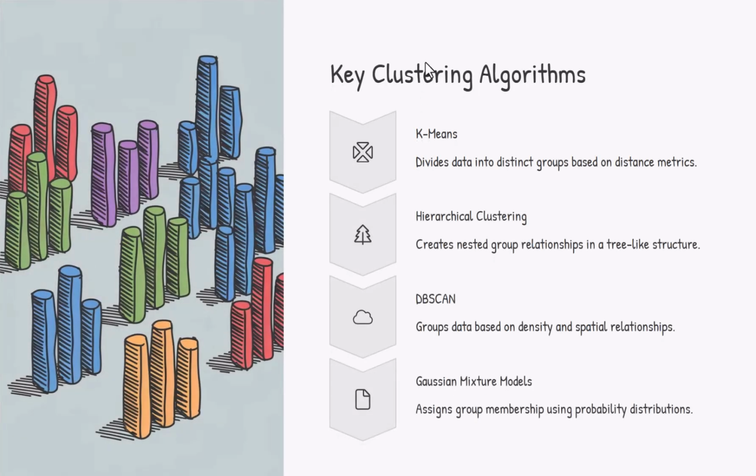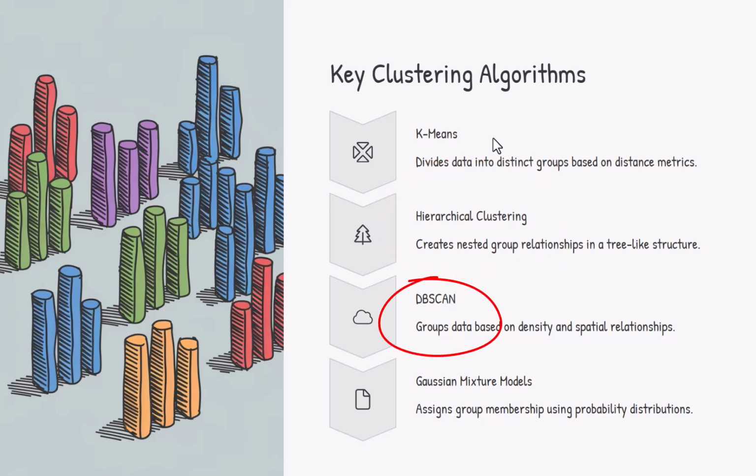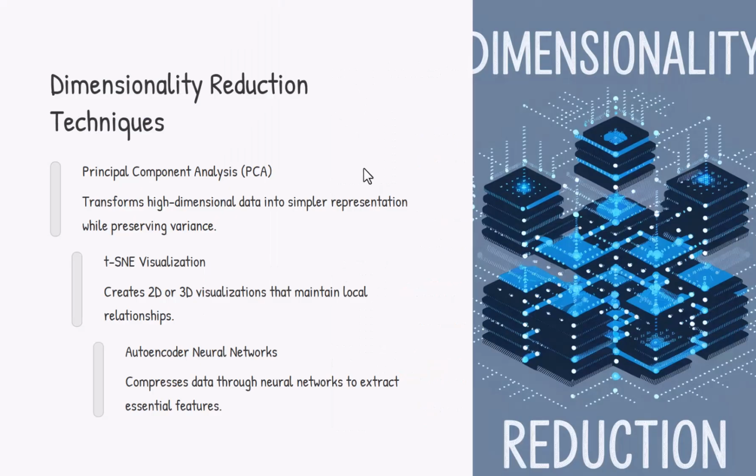Key: clustering algorithms. Clustering is where it gets spicy. It's how AI divides the chaos into order. K-means: fast and simple. Hierarchical clustering builds a tree of groups. DBSCAN finds blobs and weird shapes. GMM thinks probabilistically.